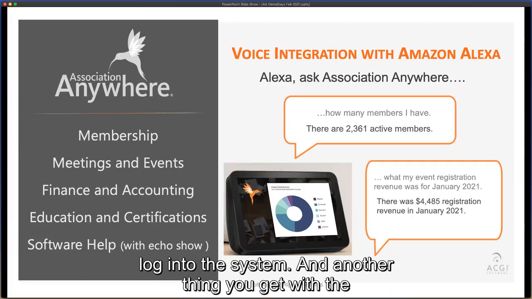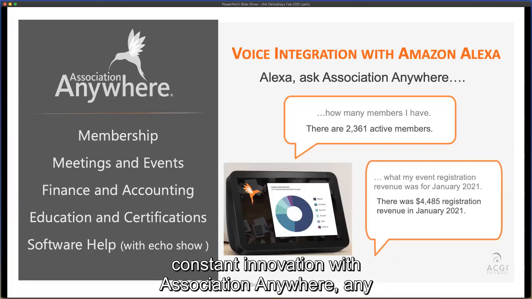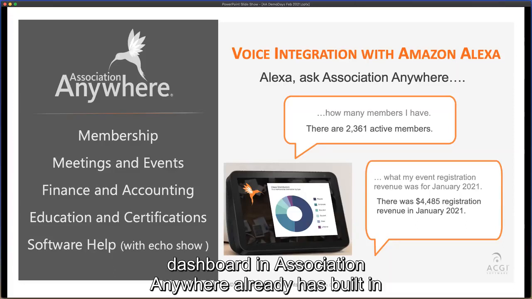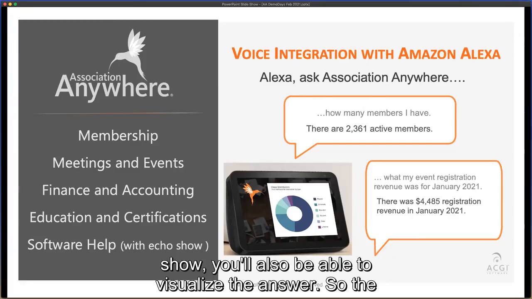And another thing you get with the integration, constant innovation. Constant innovation with Association Anywhere. Any dashboard in Association Anywhere already has built-in Alexa integration. And why? Because if you have an Alexa show, you'll also be able to visualize the answer.